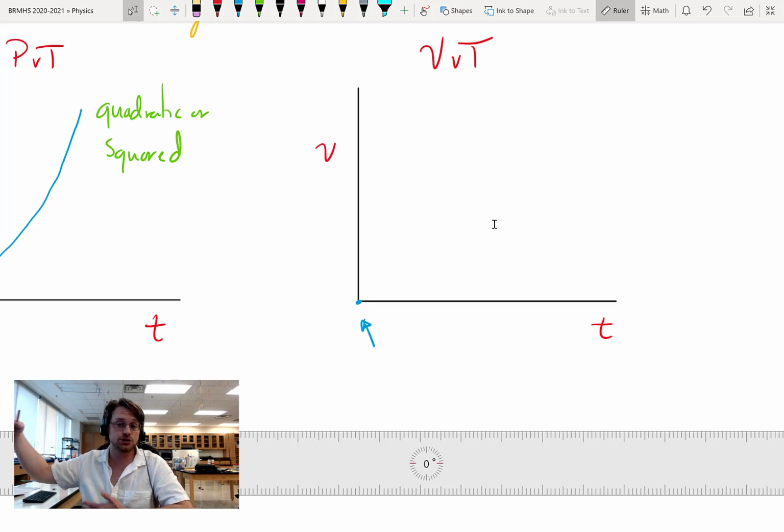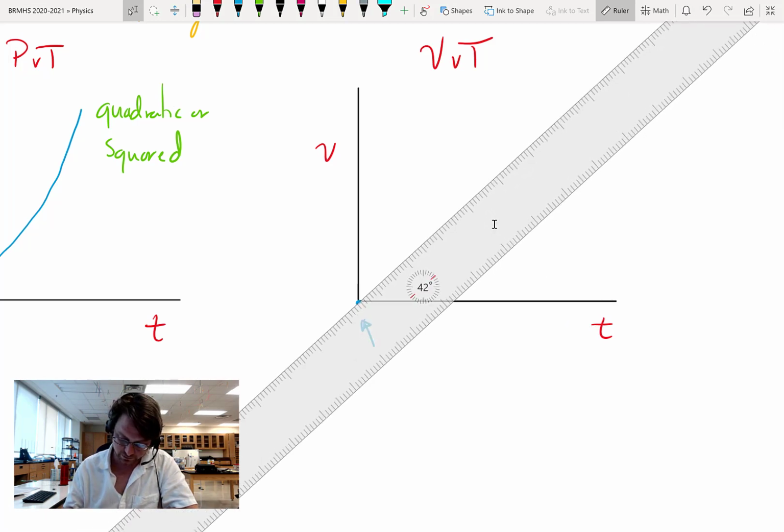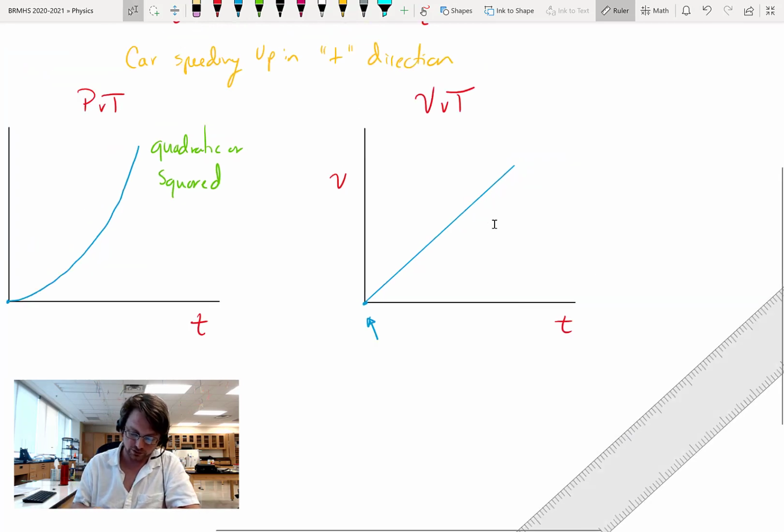That's kind of similar to changing position at a constant rate, except we're not talking about position anymore. We're talking about the velocity increasing at a constant rate. So now this becomes linear. There's my velocity versus time graph.